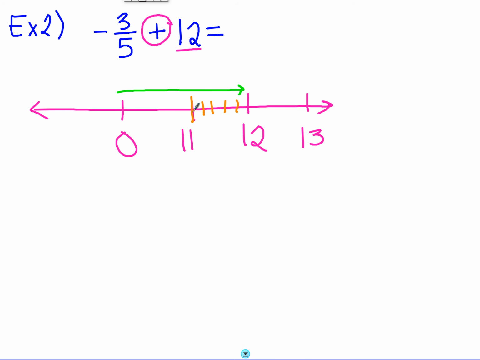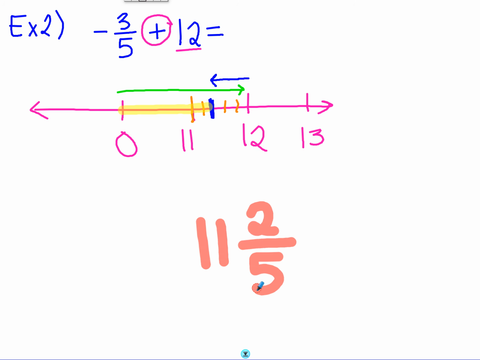Okay? Double check by counting: 1, 2, 3, 4, 5 parts. So same thing as before. When I'm at 12, I need to go back 1, 2, 3 of the 5 parts. So it ends here. My final answer becomes, and I'll shade it in yellow, that would get me to 11 and 1, 2 of the fifths. So my answer becomes 11 and 2/5.